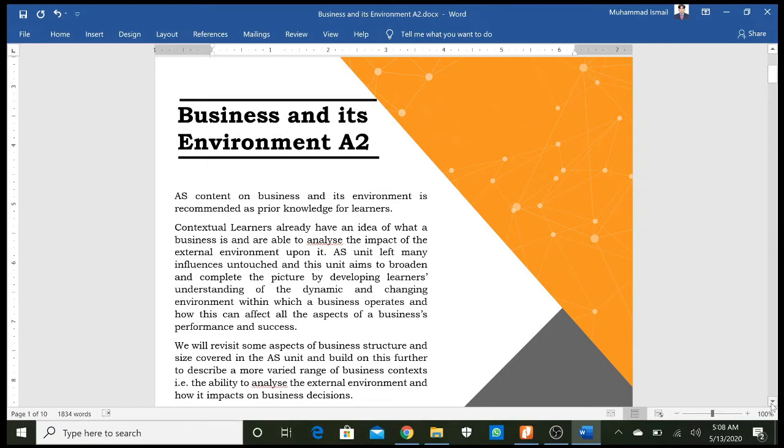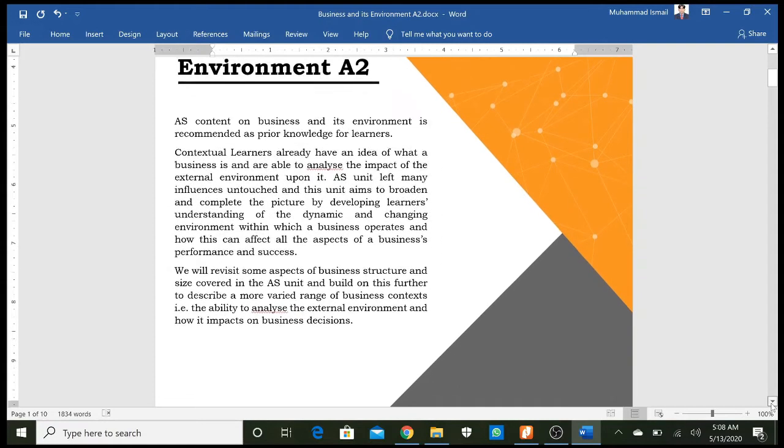We will revisit some aspects of business structure and size covered in the AS unit and build on this further to describe a more varied or more precise range of business contexts. That is, the ability to analyze external environment and how it impacts on business decisions. So this is basically our main target.